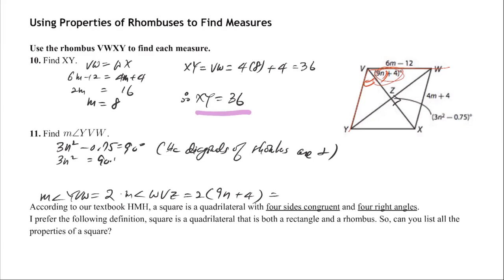Solving for that, add 0.75 to both sides. That's 90.75. Divided by 3, n squared is equal to 30.25. Using your calculator, it turns out n is equal to 5.5, right? So this right here is 9 times 5.5 plus 4. And if I'm not mistaken, that is 45, and you double that.